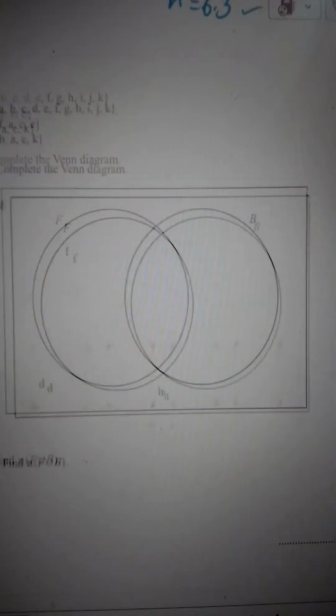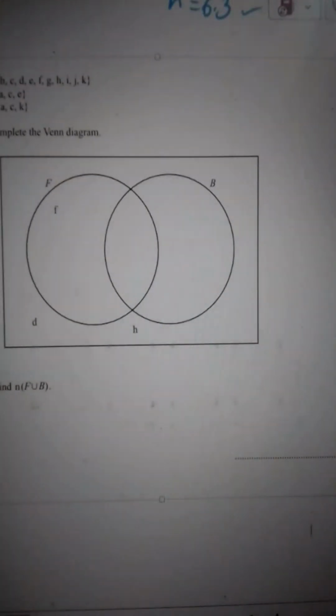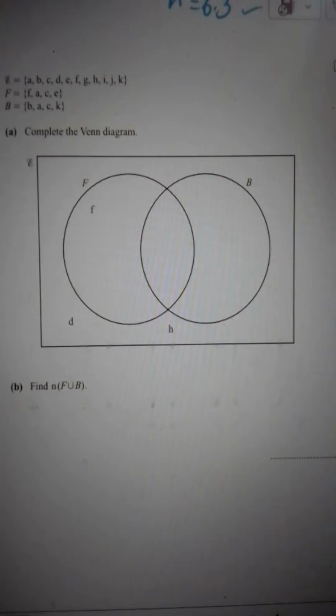And what is the demand of the question? What is given in the question? Here it is. The universal set, denoted by xi, is given. It is the set that contains all the English letters. The universal set contains A, B, C, D, E, F, G, H, I, J, K. F contains FACE, B contains BACK.